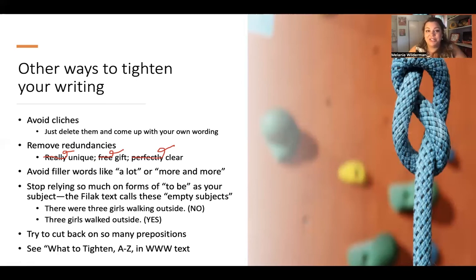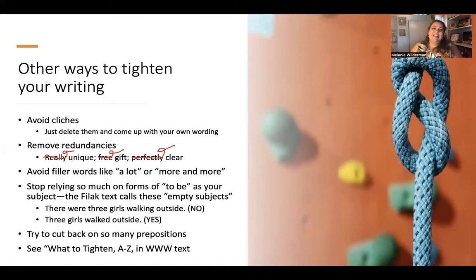If I have the sentence, she is really unique versus she is unique, that's one word shorter, and unique stands on its own as a strong word. Same thing with free gift. If you're paying for an item, it's not a gift. Free gift is redundant. Get rid of the word free, just use the word gift. Same thing with perfectly clear. Something is either clear or it isn't. We don't need the modifier perfectly. It doesn't make the word clear any stronger.